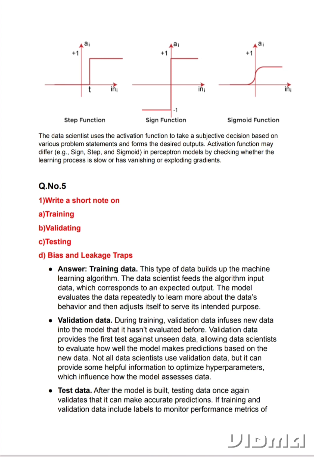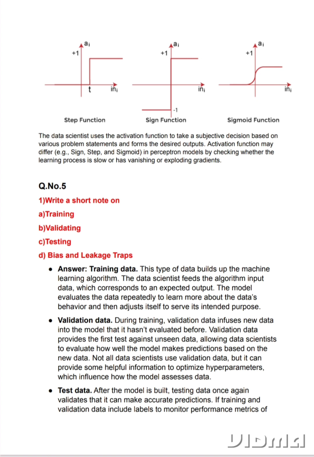Validation data. During training, validation data infuses new data into the model that it hasn't evaluated before. Validation data provides the first test against unseen data, allowing data scientists to evaluate how well the model makes predictions based on the new data. Not all data scientists use validation data, but it can provide some helpful information to optimize hyperparameters, which influence how the model assesses data.